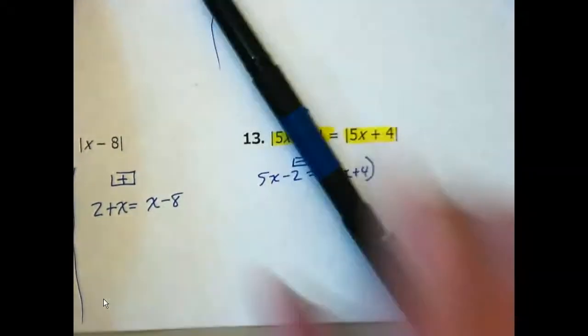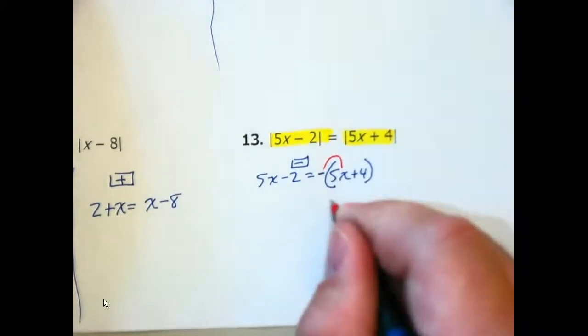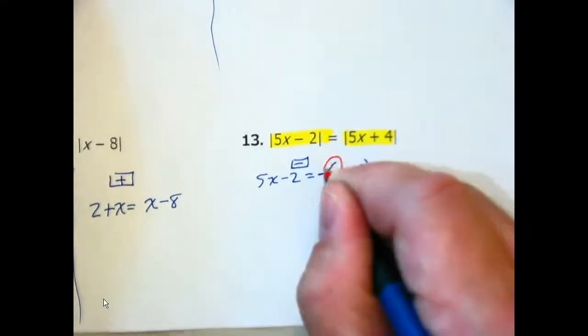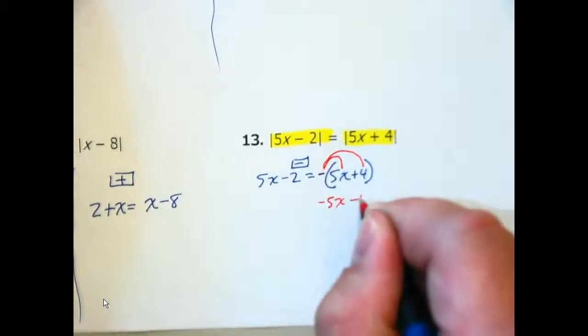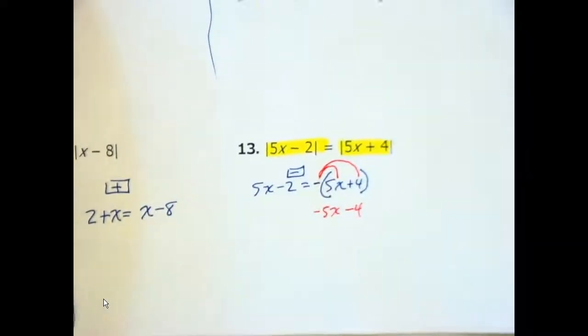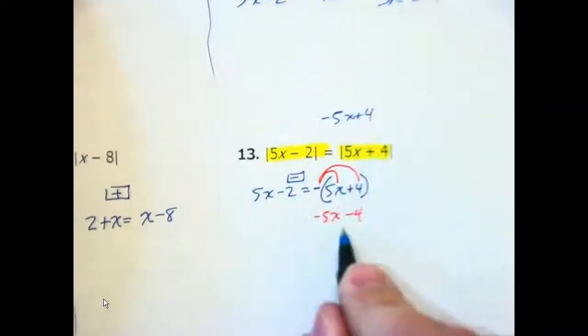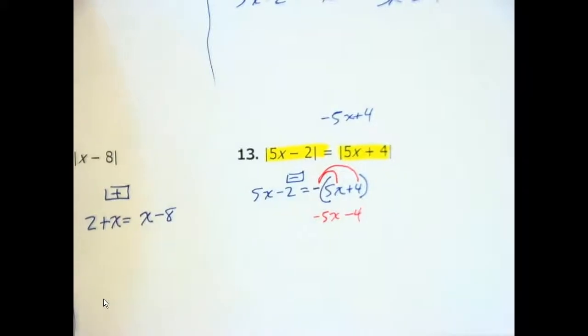Remember, the reason we have to use those parentheses is that this is going to become negative 5x when you distribute, and this is going to become negative 4. If you don't put the parentheses, you end up with negative 5x plus 4, which is not that. Two completely different things, right?